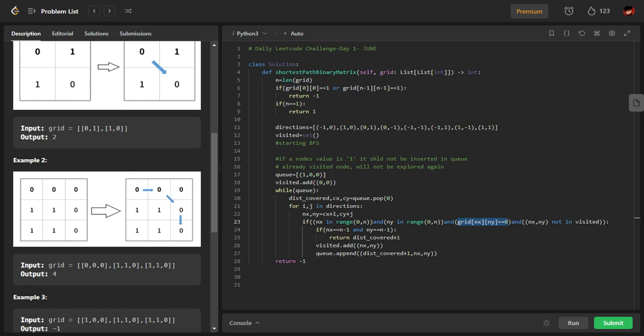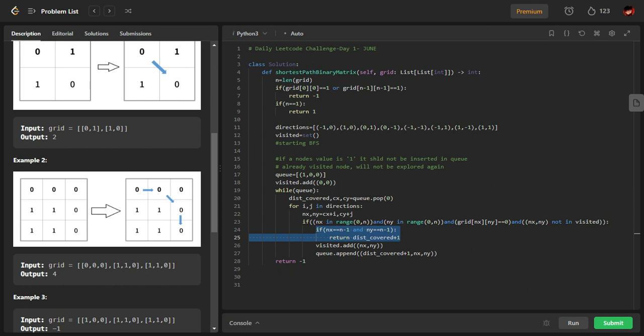Next, we are checking if the nx and ny is already in visited. If it is already visited, we will not be exploring it again, right? If all these conditions are true, if it is within the matrix and its value is also 0 and it's not explored also, then we'll be checking if this is the last node.